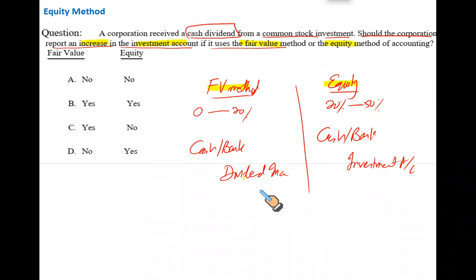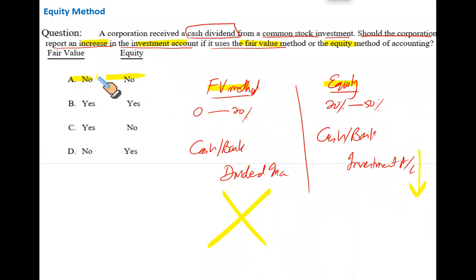So if you just look at these both, investment account is not increasing in both of these cases. In this case, there is no investment account. And in equity method, there is investment account, but it is decreasing. So in none of these methods, investment account would increase. So it's no. So Ms. Yumna is right. She is the only one who is right. All of you have given the wrong option. All of you have given the incorrect answers.